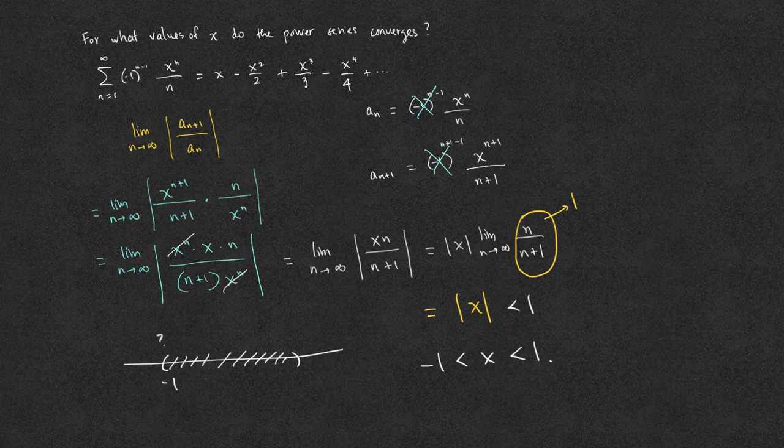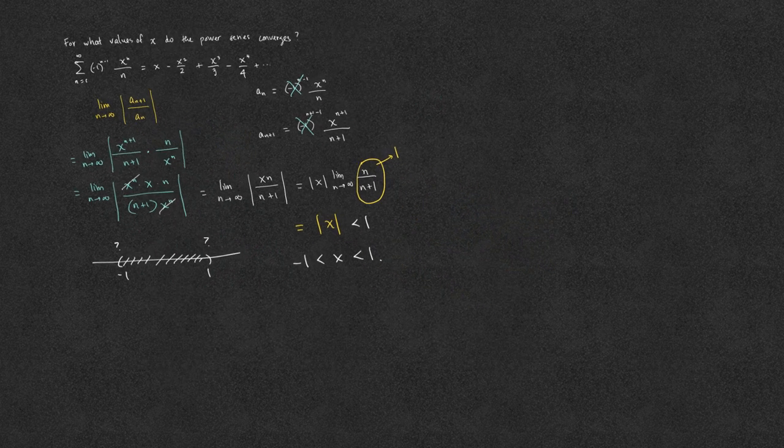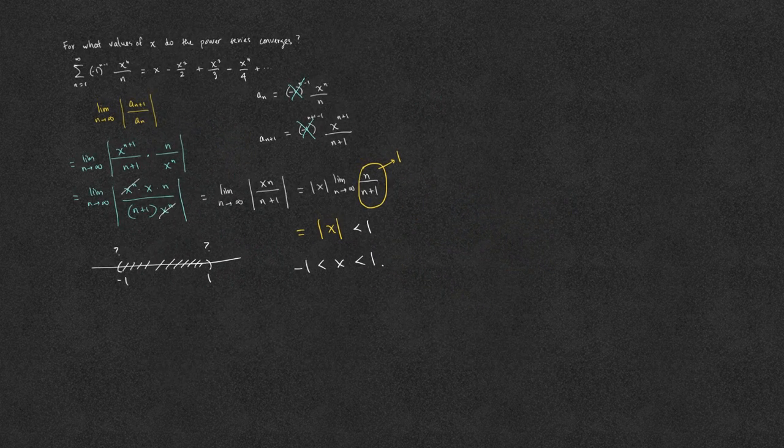But what about the endpoints? If the limit of the ratio a sub n plus 1 over a sub n is 1, then the ratio test says that the test is inconclusive. In this case, the limit is 1 when x equals negative 1 and x equals 1. So we still need to check the endpoints because the test is inconclusive. With inconclusive tests, we need to use some other method. In this case, we simply plug in the endpoints.